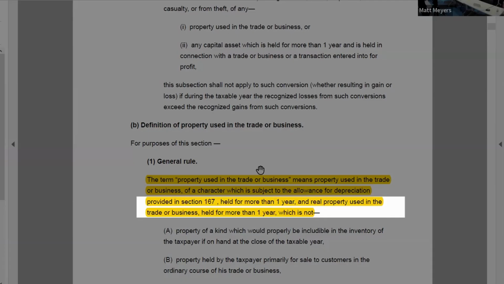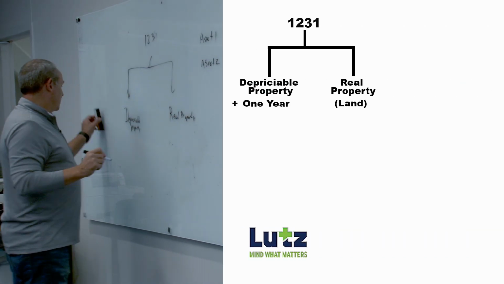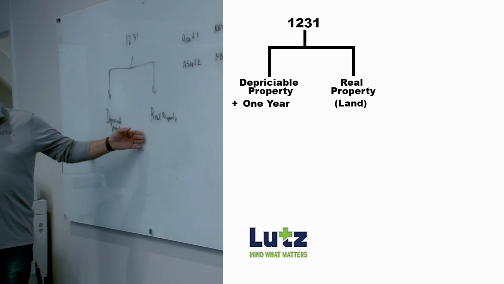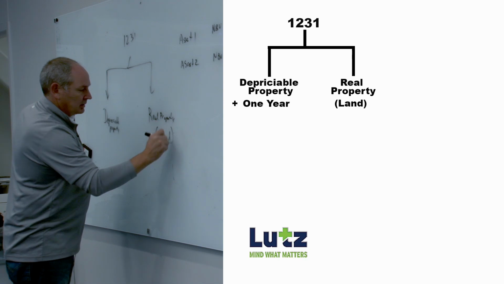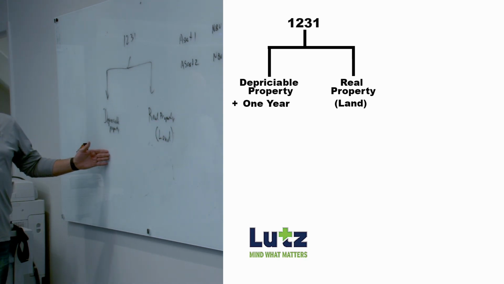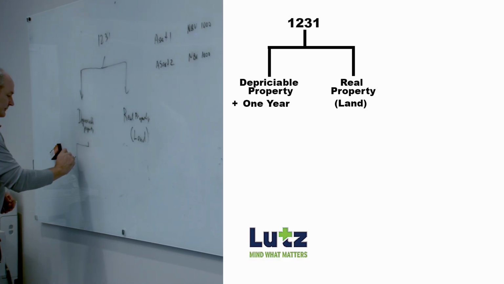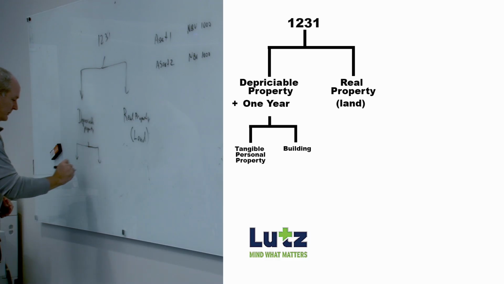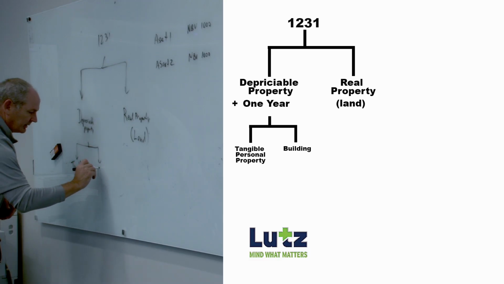So you have real property and you have depreciable property. Okay? So you think real property is land? Okay. And do you think depreciable property is subdivided in between maybe tangible personal property and buildings? So tangible personal property and building.